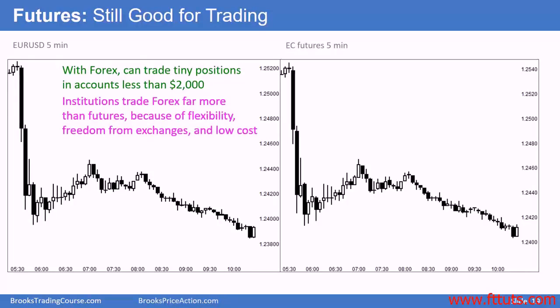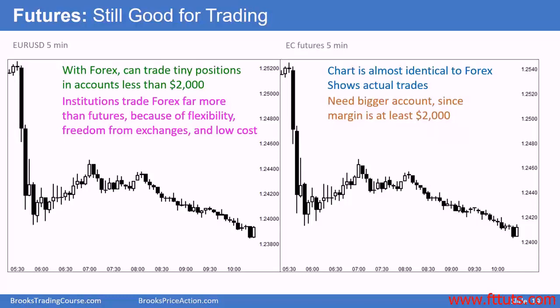Institutions prefer trading the Forex market to the futures market because of the flexibility. Also, they don't like to be monitored. They want privacy. They don't want regulation, so they avoid exchanges. And the transaction costs are low. And as I said, if you look at the two charts, the charts are virtually identical. But a futures trader needs a bigger account because the margin is always going to be at least $2,000, $3,000, $4,000 to trade one contract.